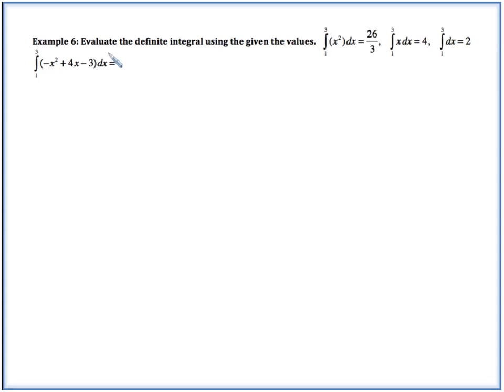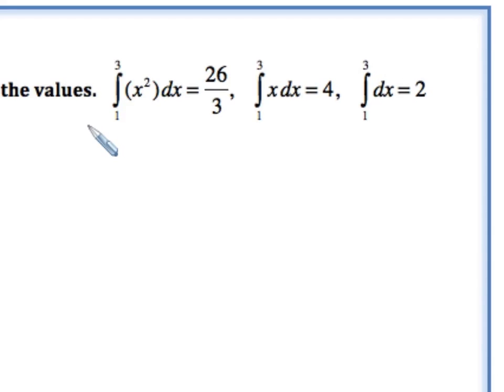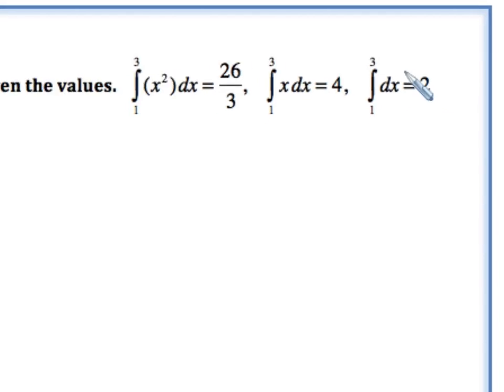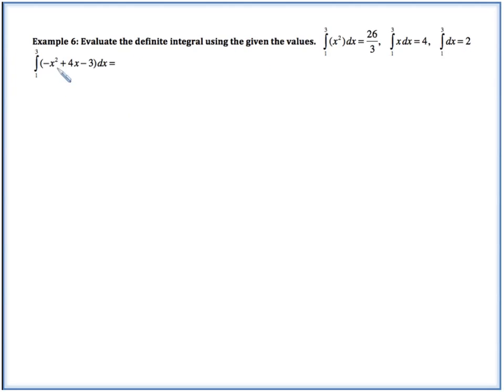Alright, in our next example it says evaluate the definite integral using the given values. So here we're told that the definite integral from 1 to 3 of x squared dx is 26/3, and that the definite integral from 1 to 3 of x dx equals 4, and the definite integral from 1 to 3 of dx equals 2. And it says go ahead and evaluate this definite integral from 1 to 3 of -x squared plus 4x minus 3 dx.